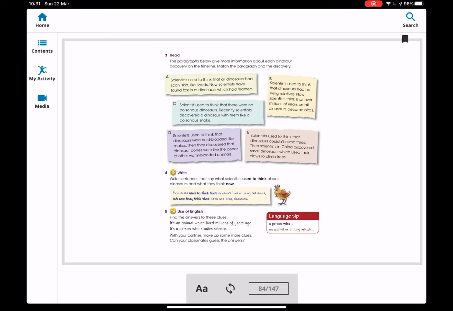Okay, next one. It's a person who studies science. It's a person who studies science. What do you think this is? Okay, is it a doctor? Is it a taxi driver? Is it a baker? Nope. It's a scientist. Okay, so it's a person who studies science. The answer is a scientist. Okay?